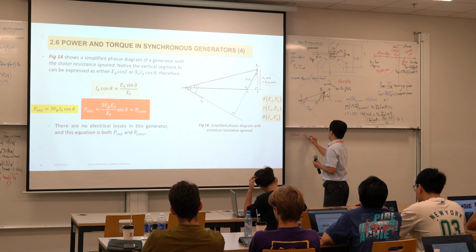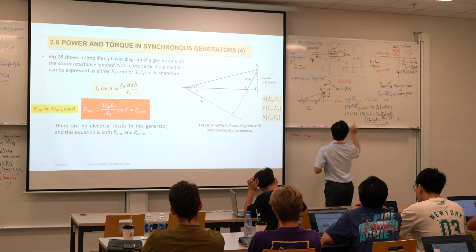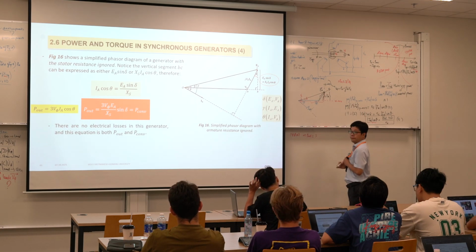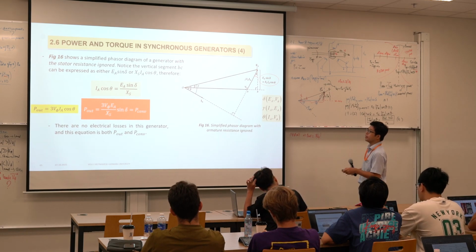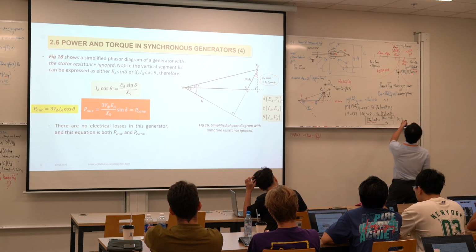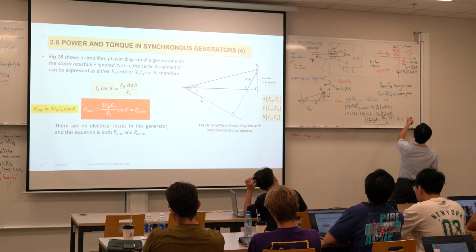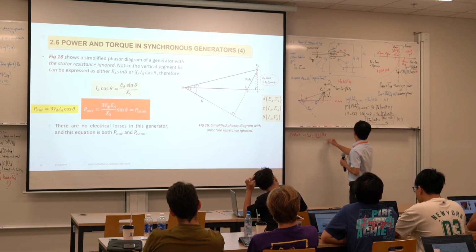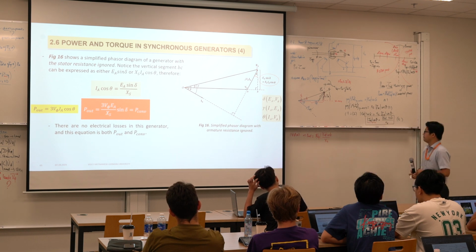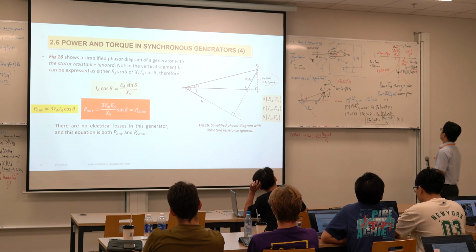So now P out is 3 V phase I phase cosine theta. So now we have 3 V phase EA sine delta divided by XS. Here.